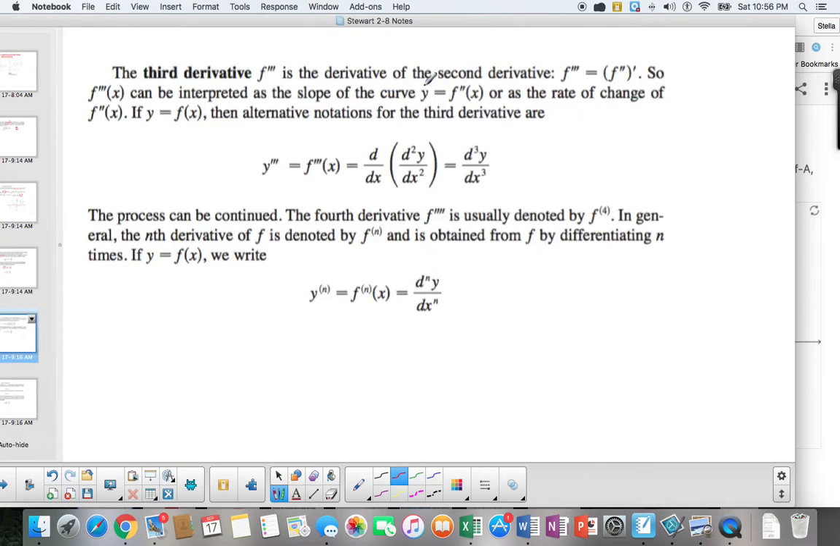Now, a third derivative would be the derivative of a second derivative, and it would have this triple prime. We can continue to take derivatives, but then all of these marks up here are going to get kind of crazy. So after the third derivative, we start using a number in parentheses up here to indicate what derivative we're using, so we don't have to count them all.